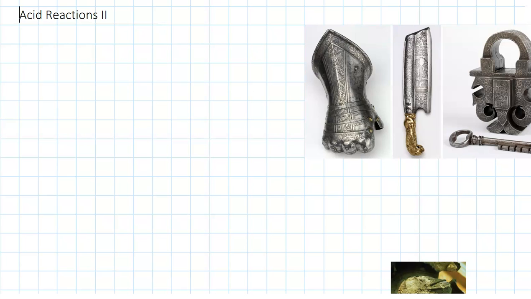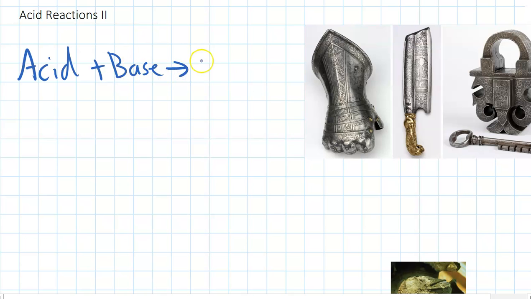So the first one we've already actually learnt about, and remember that's neutralization, which is an acid plus a base. So acid plus base, and we remember that that always makes a salt, not necessarily table salt, and water.